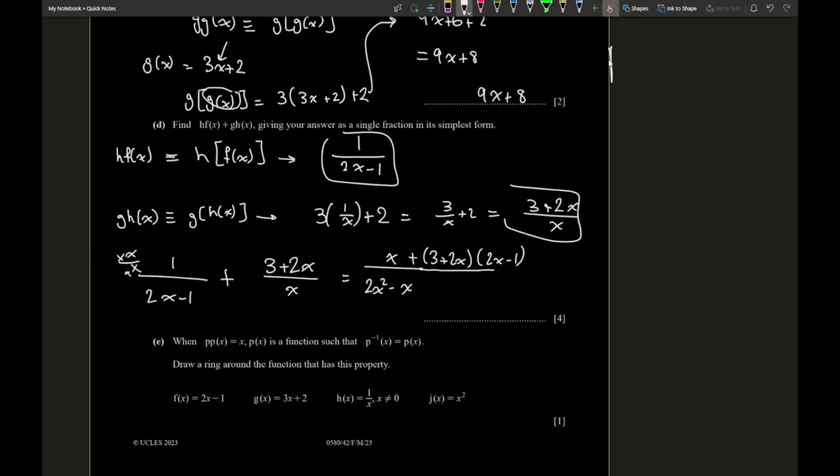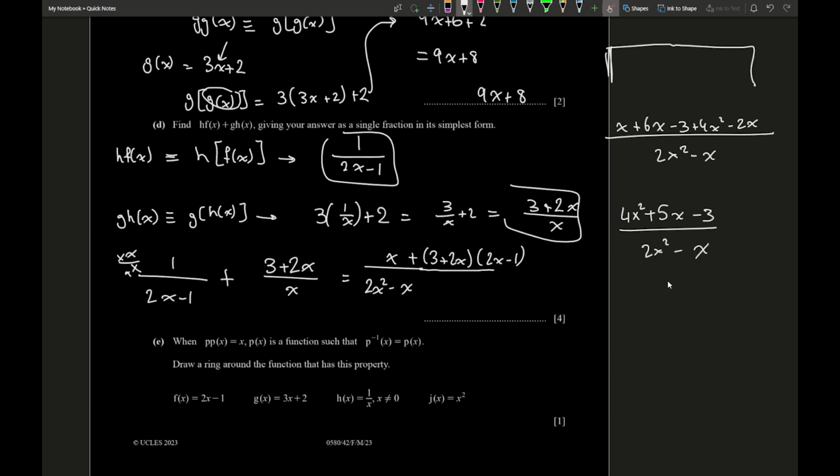So x plus 3 times 2x, which is 6x minus 3 plus 4x square minus 2x divided by 2x square minus x. This is equal to 4x square. 6x minus 2x plus x, that is 5x minus 3 divided by 2x square minus x.